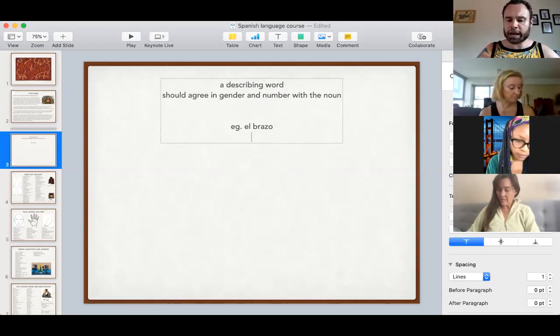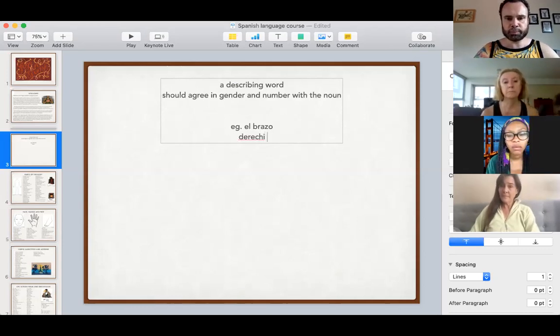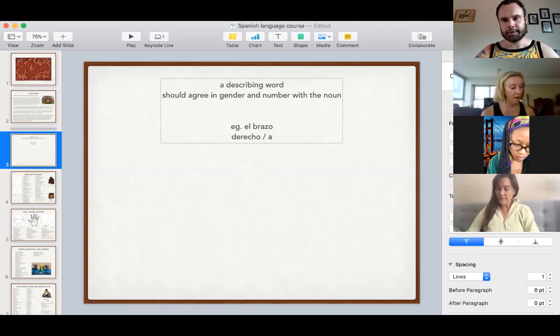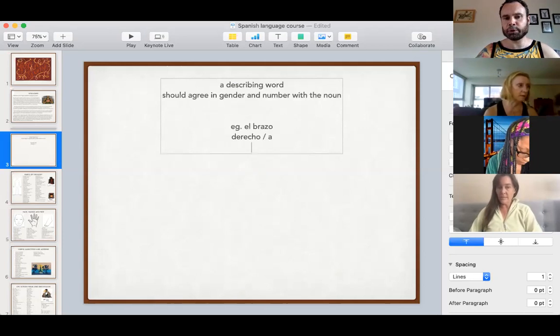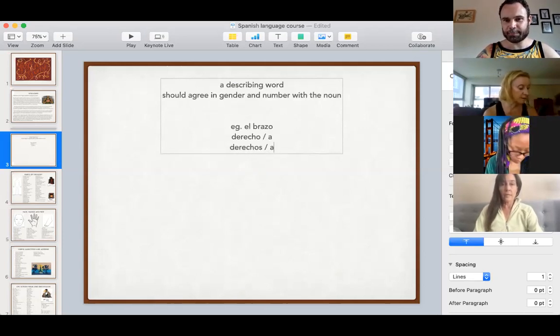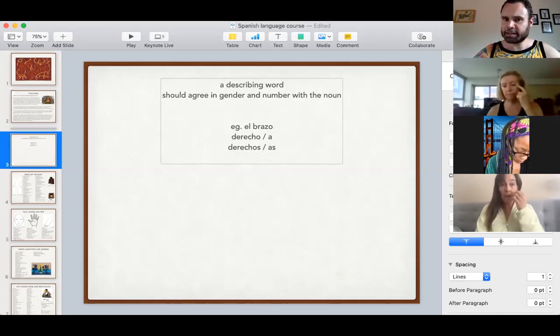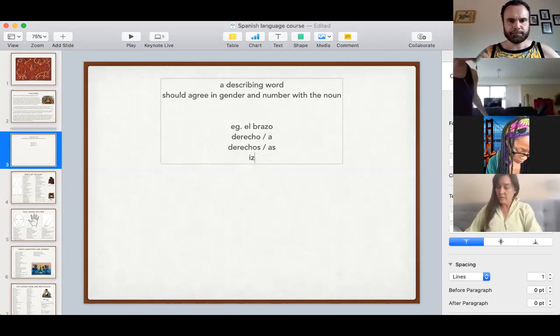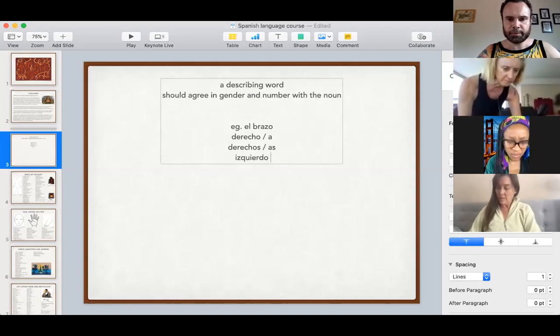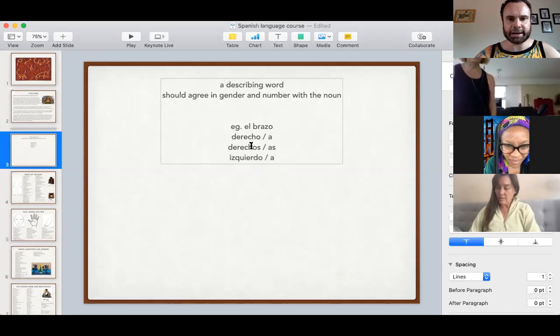So the words for right and left are derecho, or if it's feminine, derecha. If it's masculine plural, it would be derechos. If it's feminine plural, derechas. Okay? As for the word for left, what is it in Spanish? Izquierdo. It's a funny looking word, izquierdo, or in feminine, izquierda.